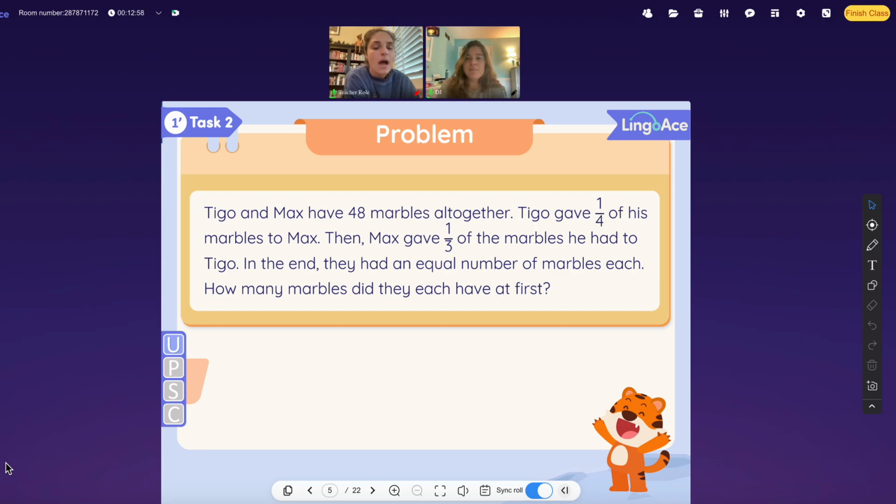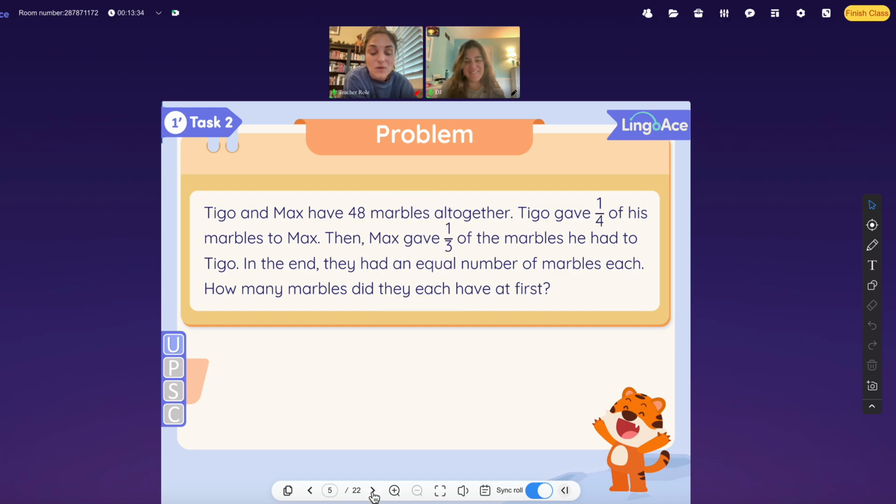Good. Okay, so how can we solve this problem? What do we need to do? We need to work backwards. Very good. In order to work backwards, what do you think is our best step to do first? Start with how they both have 24 at the end. Good. How did you know they both have 24 at the end? Because it says they had an equal number of marbles at the end, and there's a total of 48. Oh, brilliant. Good job.